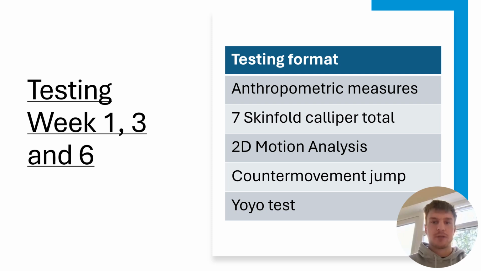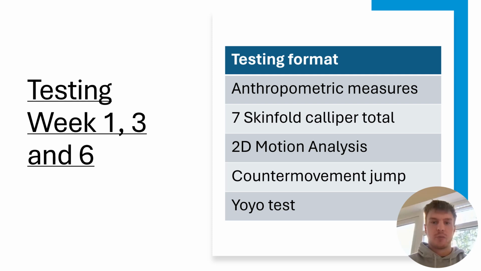Firstly, anthropometric measures will be taken, ensuring body mass is noted down. Next, the sum of 7 skinfold sites will be calculated. For technique, we will use 2D motion analysis using a camera. This allows us to break down the technique on a frame-by-frame basis to determine joint angles and ball release speed.